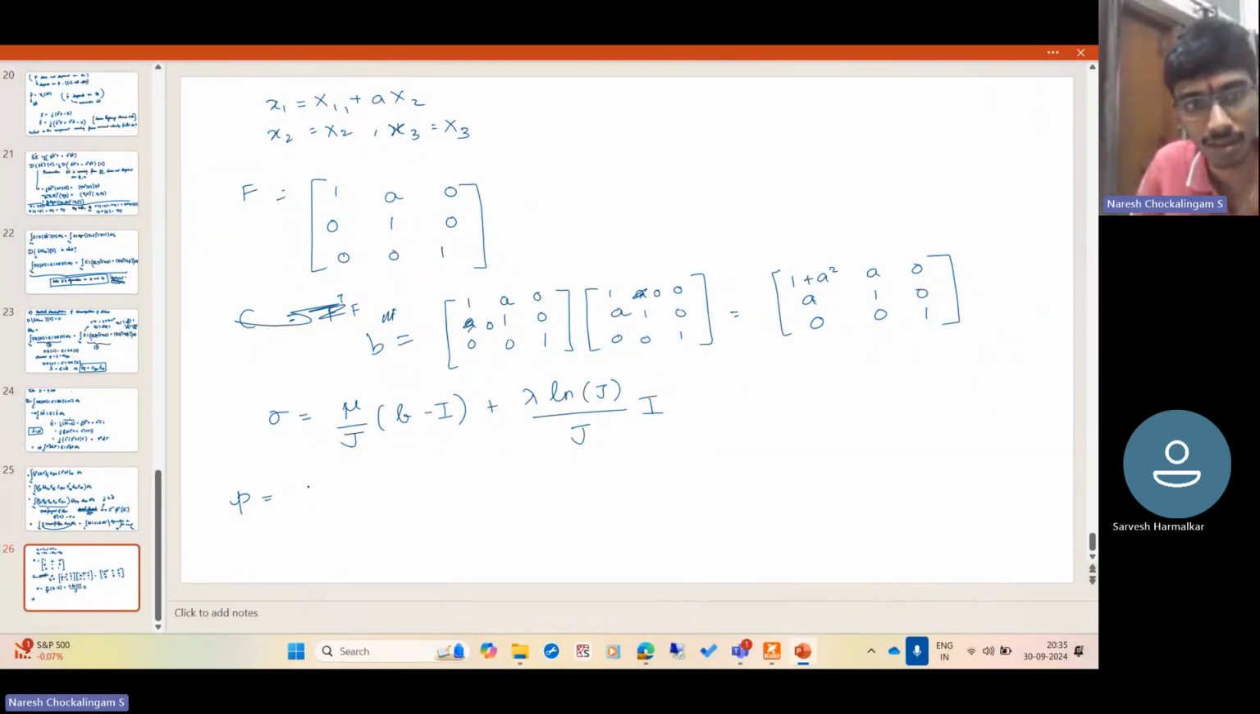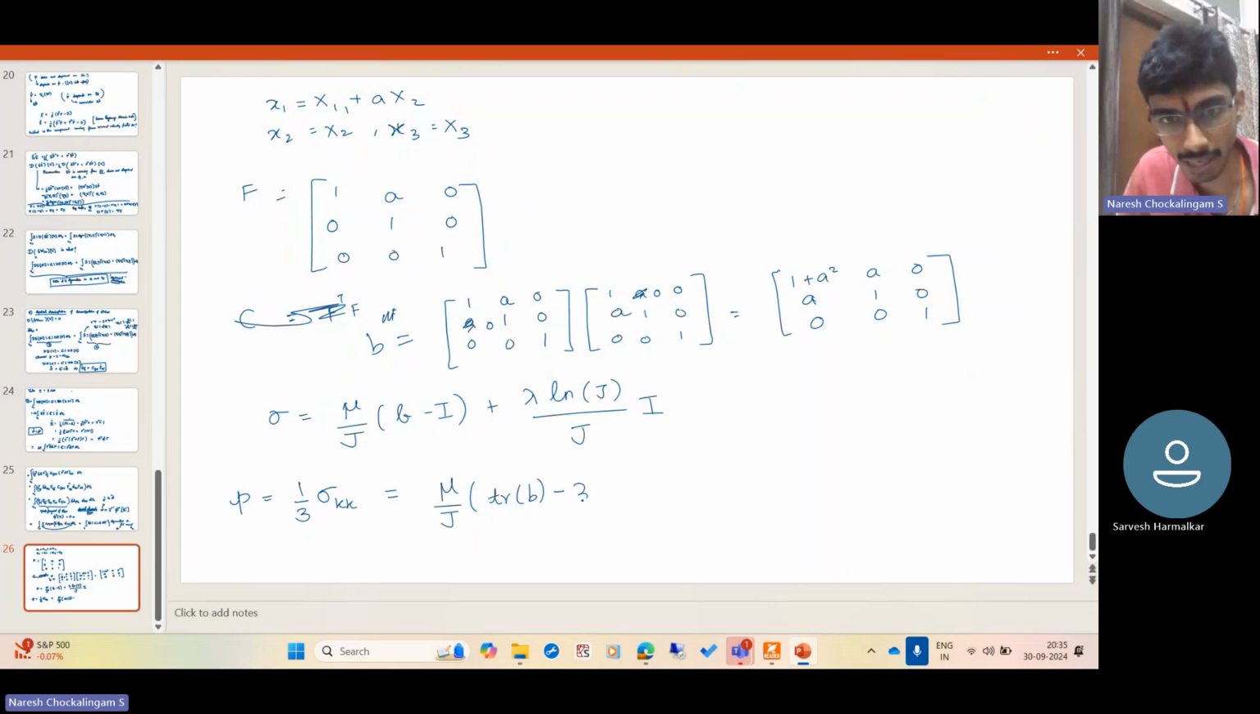Pressure P is 1 by 3 sigma kk. It's the trace of sigma by 3. So this is mu by J, and trace is linear, so it is trace of B minus trace of I, which is 3, plus lambda into logarithm of J by J, into trace of I, which is 3.